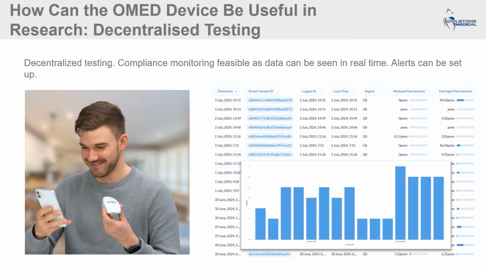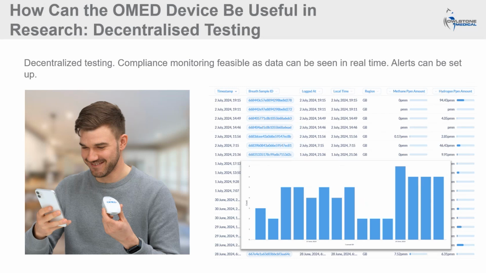So the other big benefit that we can see of the device that we're using here is something I referred to at the beginning, and it's really decentralized testing, but decentralized testing with compliance monitoring. So with the fact that all this data is being collected and uploaded to the cloud instantaneously, you can essentially get a picture of actually what is being collected in your study as it's going. So this gives you, on this slide, an example of what this data can look like.